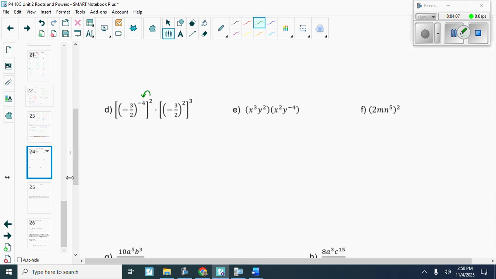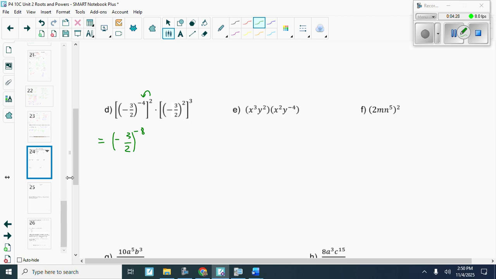Power of power. When I'm doing these, I'm repeating them. Power of power means multiply. I'm reminding myself of what I'm doing. So we can write a few steps here. Here's our base, and I'm going to do power of power. So now I have -4 times 2 is -8.